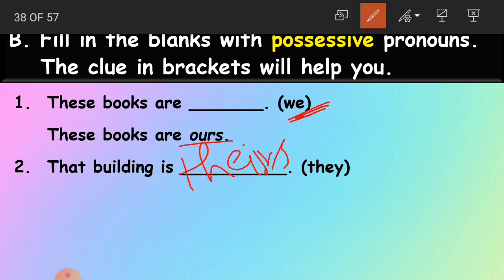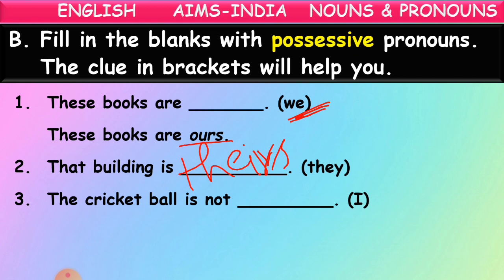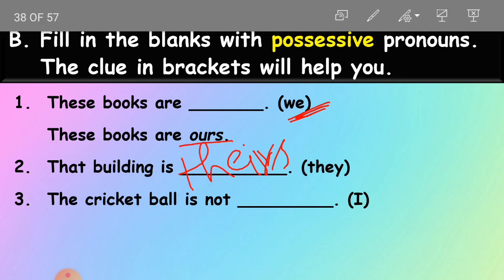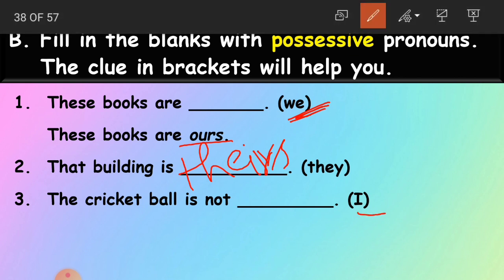T-H-E-I-R-S. Theirs. Clear, children? That building is theirs. Okay. Now we'll go to the third one. The cricket ball is not dash. So I must be changed. Okay, what will it become? It becomes mine. The cricket ball is not mine.